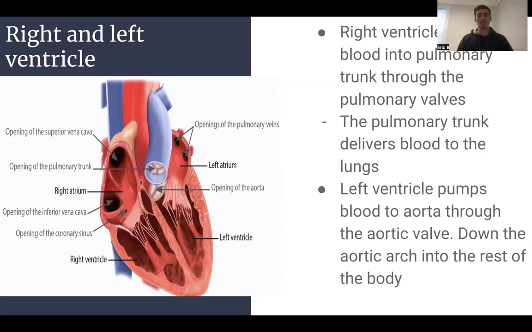The left ventricle receives blood from the left atria when the bicuspid valves are open. When the blood fills the left ventricle and the pressure becomes high, the bicuspid valves between the left atria and ventricle are going to close, and the aortic semilunar valves are going to open. So that blood is pumped from the left ventricle up the aorta, through the aortic arch, and down to the rest of the body. So think: right ventricle, pulmonary trunk, lungs, left atria, left ventricle, aortic arch, rest of the body.